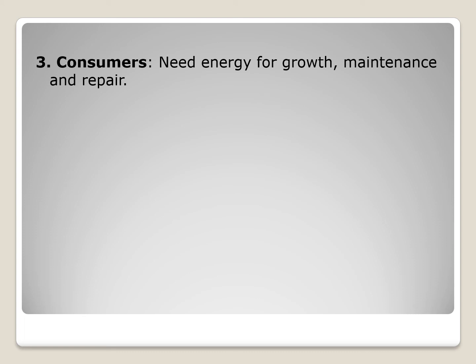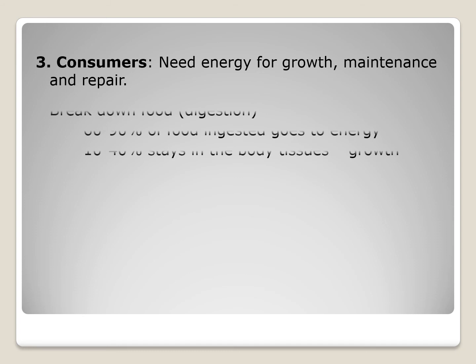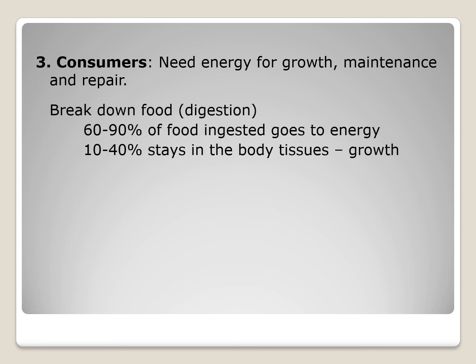Okay, as we move into our consumer level of our trophic structure, the same idea applies. These organisms, like us, are going to need energy for growth, maintenance, and repair. We're going to need to break down our food in the process of digestion, which is one thing that takes energy. And it's a range because, again, it depends on what stage you are in life, depends on what the organism needs. But about 60 to 90% of our food that we're ingesting is going to go to our energy, all the things that we need to do all day long in our lives. And about 10 to 40% is going to stay in our body tissues.